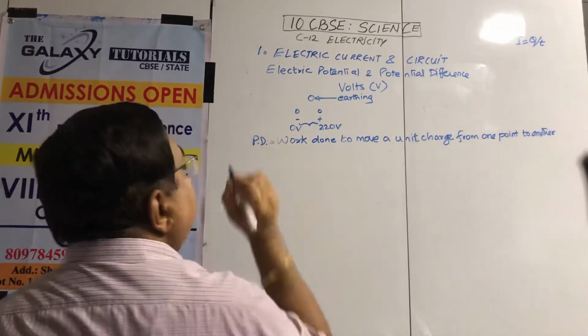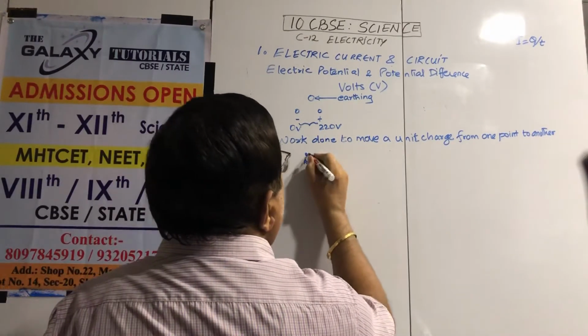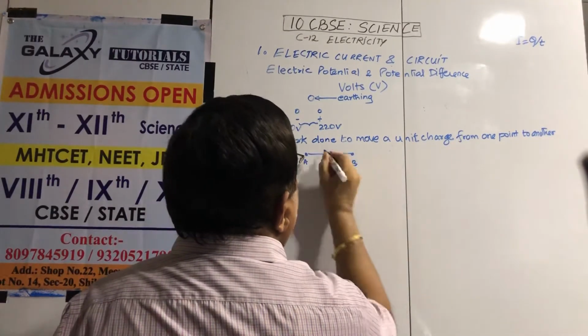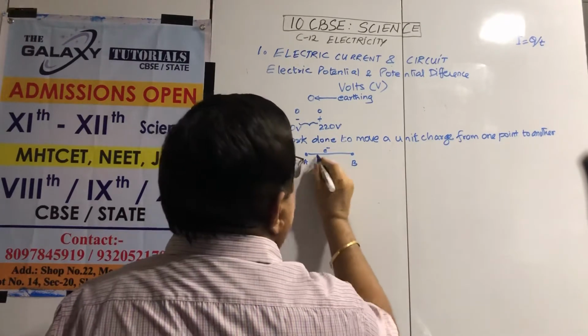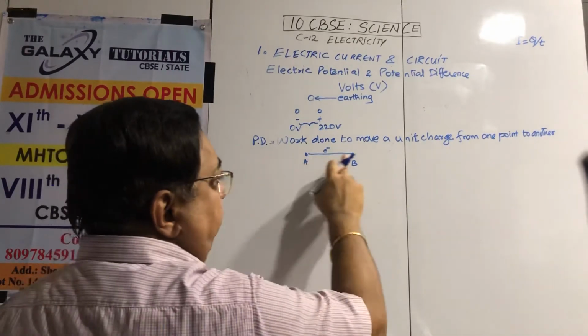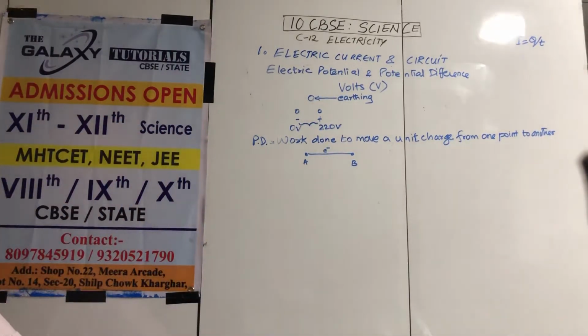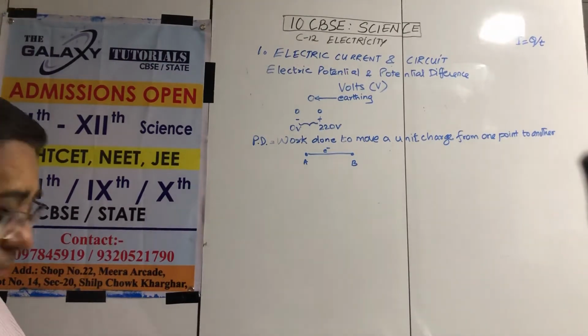PD is the shortcut. So we are imagining I am at point A, I am going to point B, and I am taking one electron, one charge. Of course, conventionally we write positive, it does not make a difference. So one movement. How much work I need to do is my potential difference.